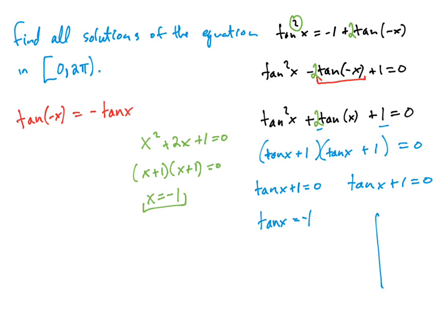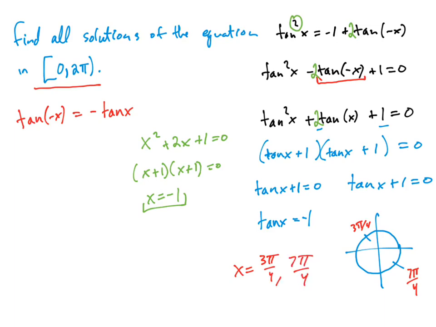If we think about this on the unit circle, tangent is negative in quadrant 2 and 4. We want angles that are in radians. So the angle in quadrant 2 is going to be 3 pi over 4. The angle in quadrant 4 is 7 pi over 4. So those are the two solutions: x is equal to 3 pi over 4 and 7 pi over 4.